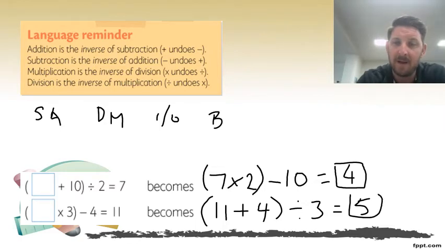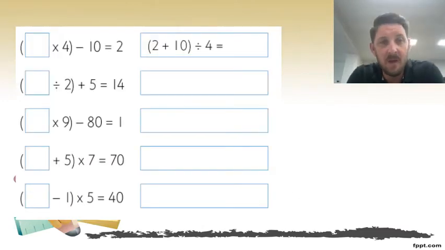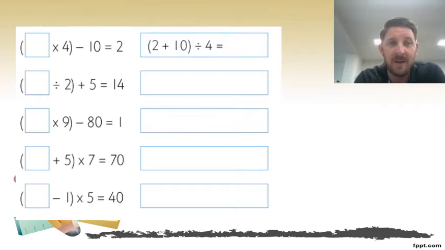If we go back and double check, our square should be 5, so 5 times 3 is 15, 15 take 4 equals 11. Well done, we're on the way. Now we're going to have a look at these. I've done the first one for you. We've got something times 4 in brackets, take away 10 is equal to 2. If we make that inverse, we go 2 plus 10 in brackets, divided by 4 equals the answer. So 2 plus 10 is 12, divided by 4 equals 3.